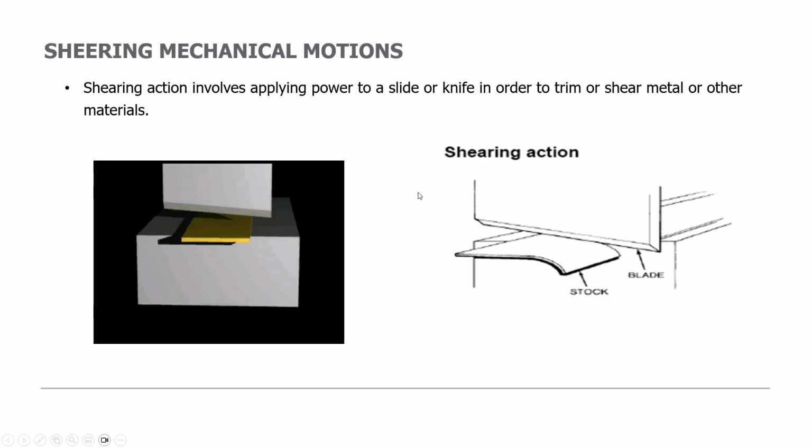And of course, you have shearing mechanical motions. Remember, shearing involves applying power to a slide or knife in order to trim or shear metal or other types of materials. In other words, it's going to come down and have a shearing off effect, or a cutting motion, with that particular mechanical motion that you may see there on the screen.